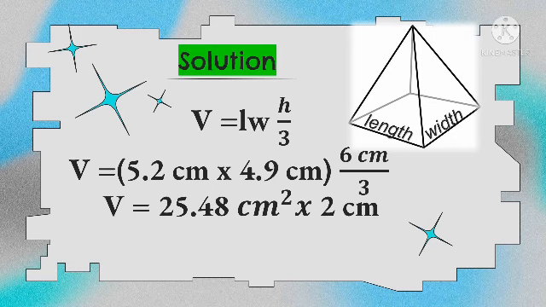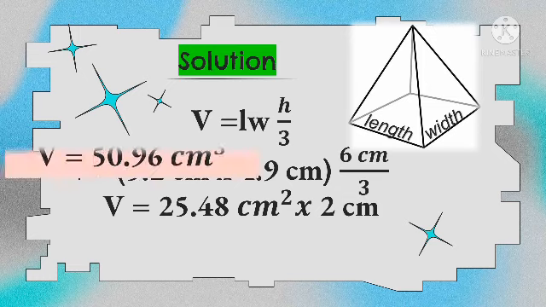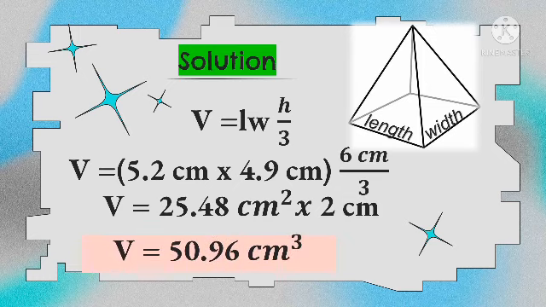Then, i-multiply natin itong 5.2 and 4.9. So, we will get 25 and 4,800 squared centimeters. Then, i-multiply na natin yung 25 and 4,800 square centimeters by 2 centimeters. And the volume of this pyramid is 50 and 9600 cubic centimeters. So, that's how we find the volume of a pyramid. So, again, ang formula lang natin is we will multiply the length by its width and multiply it sa 1/3 ng height.